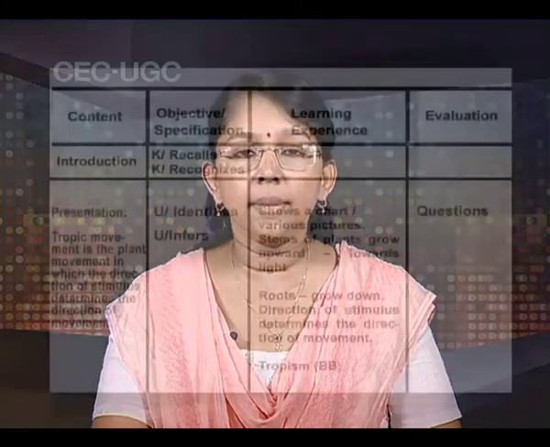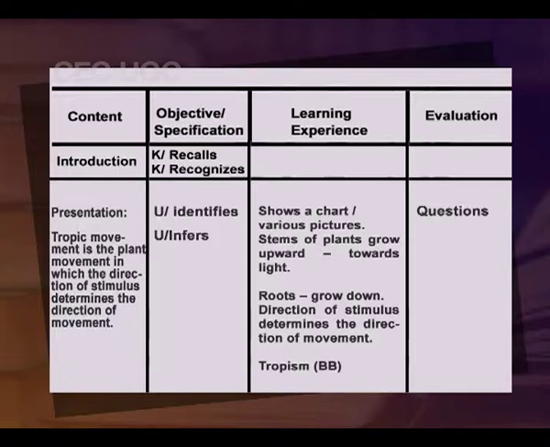I have given here only one concept and the corresponding learning experience. See this. See the presentation part. I have written that tropic movement is the plant movement in which the direction of stimulus determines the direction of movement. And in the second column, which is the instructional objective and the specification, I have written understanding bar identifies or infers.